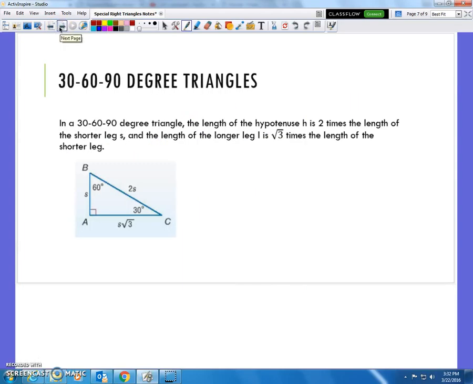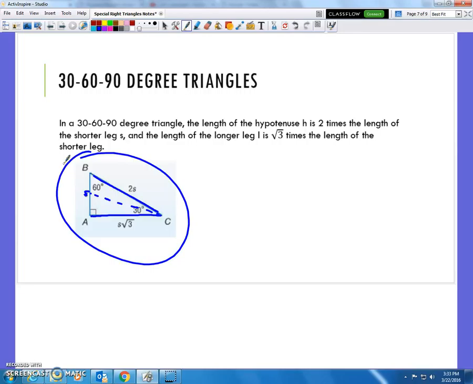Let's take a look here. Here's my diagram. If a side is represented by S, the short length, the shortest side, the hypotenuse is twice that, and the longer leg is root 3 times that. So this diagram is going to be the important one.